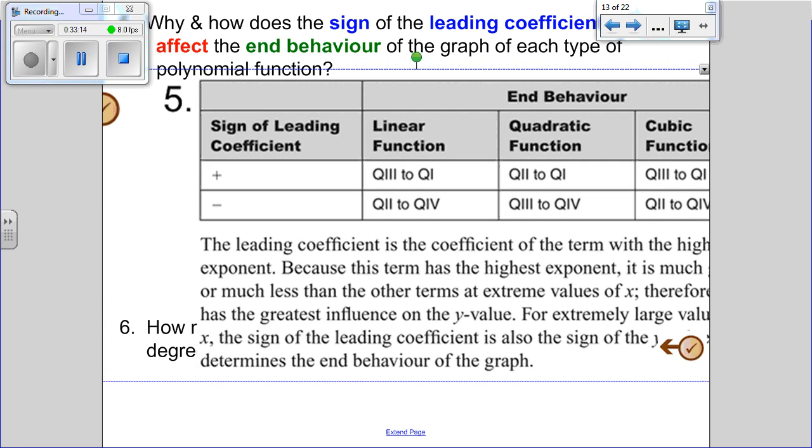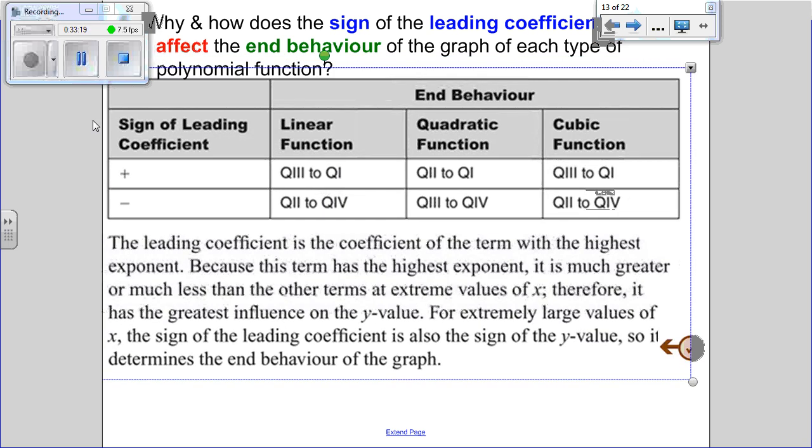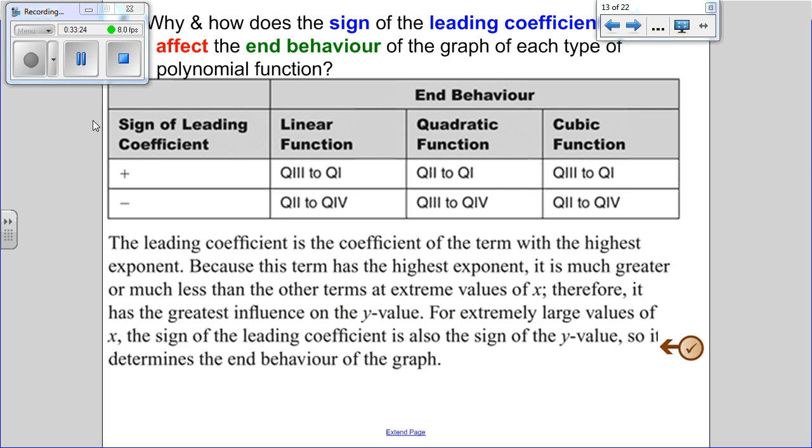So if we were to picture these things, you draw a graph for each one of them. This is your end behavior, depending on if your leading coefficient is positive or negative. So if I'm positive, I'm going uphill. If I'm negative, I'm going downhill. For a quadratic function, if I'm positive, it means I'm opening up. So I go from 2 to 1. If I'm negative, I'm opening down, which means I'm going from 3 to 4.